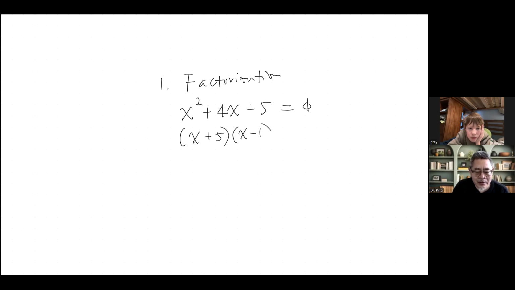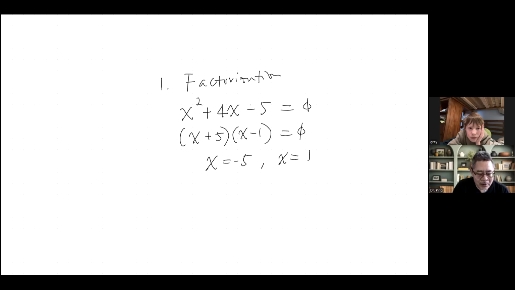Okay, so what we learned so far, the first way of doing it is called factorization. Basically, if we have, say, x squared plus 4x minus 5 equal to 0, we break that into (x plus 5)(x minus 1) equal to 0. Therefore x is either equal to -5 or x equal to 1. This is one way of doing that.